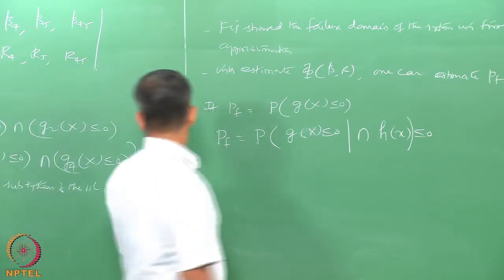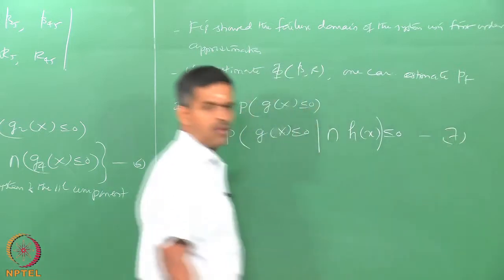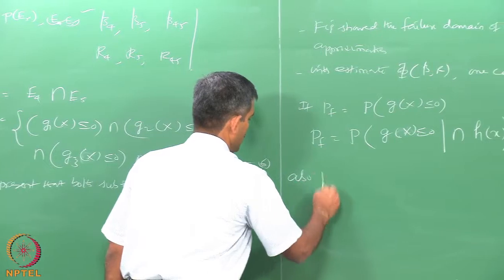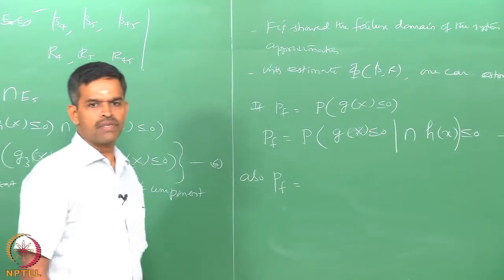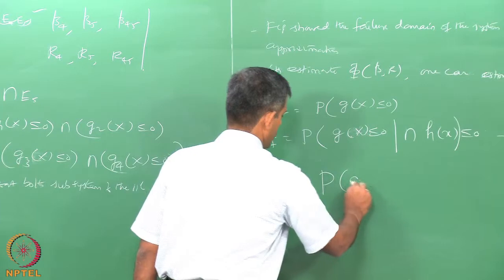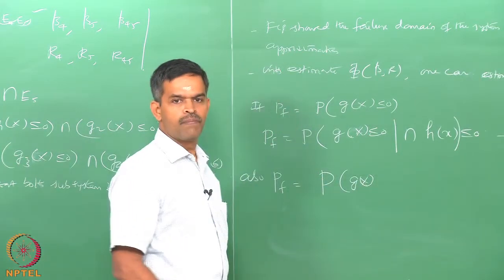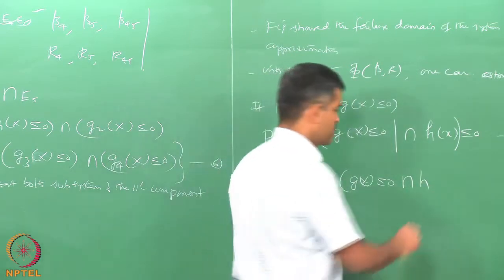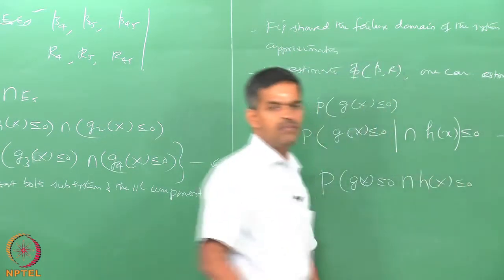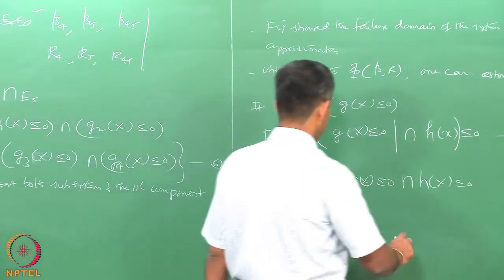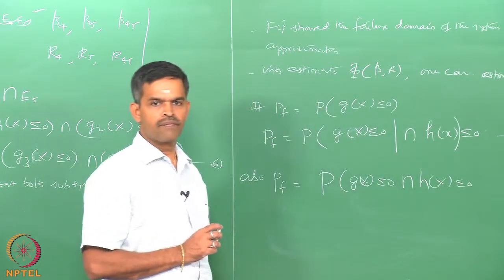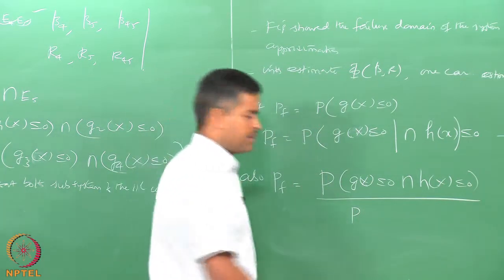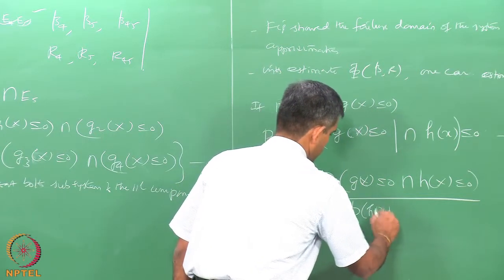The above equation, let us call this equation number 7. Now, one can also expand this equation slightly in a better manner. Also, probability of failure can be said as probability of g of x less than 0 intersection h of x less than 0, divided by probability of h of x less than 0.